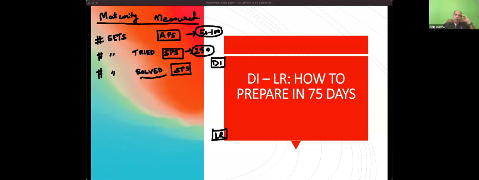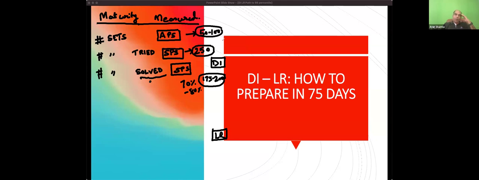And then solved. Obviously there'll be a solving ratio. If you pick up 250 sets and try to solve, you'll not be able to solve all of them. So if you have a 70% to 80% hit rate, anywhere between 175 to 200 sets successfully solved.